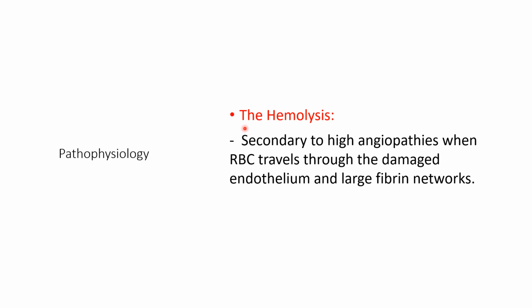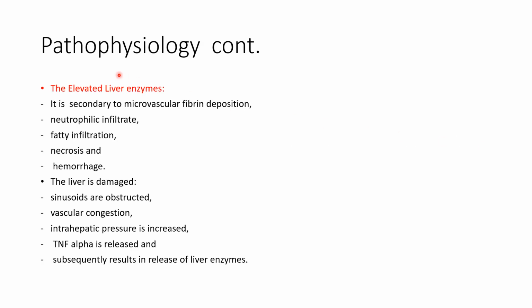The pathophysiology is such that the hemolysis will be secondary to microangiopathies when red blood cells travel through the damaged endothelium and large fibrin networks. Still on pathophysiology, the elevated liver enzymes will be secondary to microvascular fibrin deposition and neutrophilic infiltrate, fatty infiltration, necrosis, and hemorrhage. The liver is damaged, sinusoids are obstructed, vascular congestion will occur, intrahepatic pressure will be increased, tumor necrosis factor alpha is released, and subsequently that will result in release of liver enzymes.